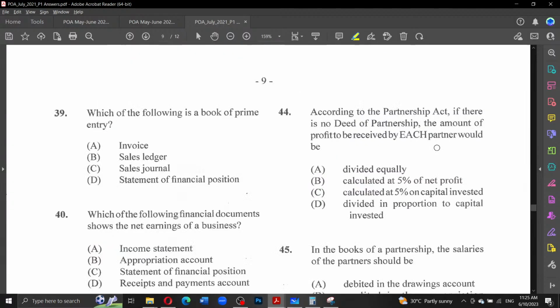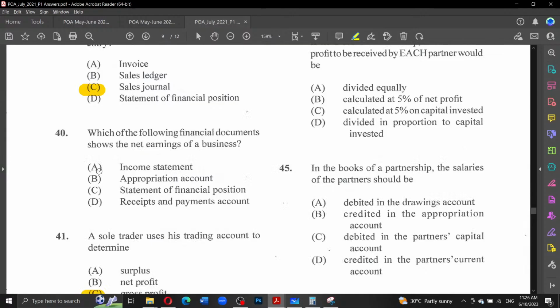Which of the following is a book of prime entry? There are 7 books of prime entry. You have the sales book, which is also known as the sales journal, right? Sales book, purchases book, sales return or return inward, purchase return or return outward, cash book, petty cash book, and general journal. So the answer here is going to be sales journal.